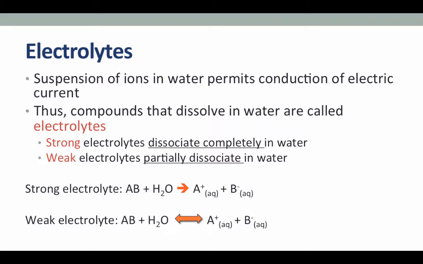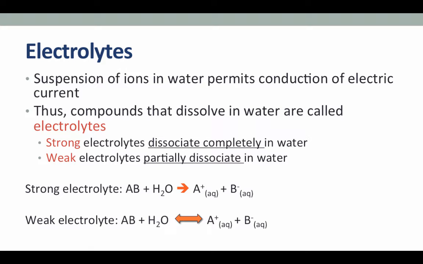Weak electrolytes, on the other hand, only partially dissociate in water. These are things like your weak acids, acetic acid and phosphoric acid. When weak acids are added to water, they partially dissociate, so that we are left with some hydrogen ions and some conjugate base ions, but the reaction is going back and forth between the weak acid and its ionic form. This is indicated by a double-headed arrow.